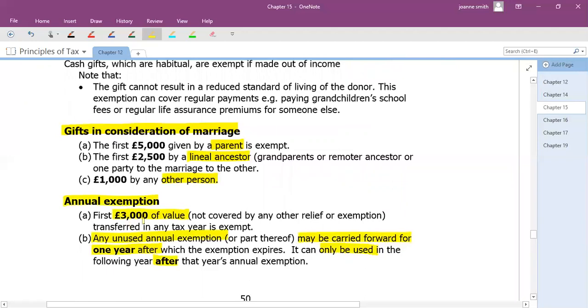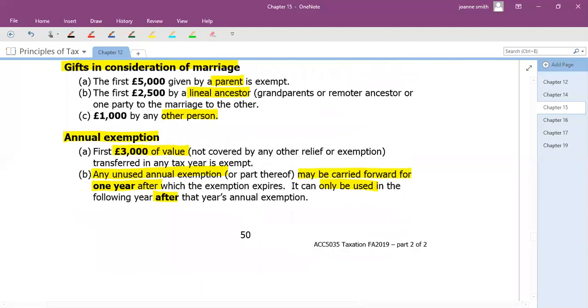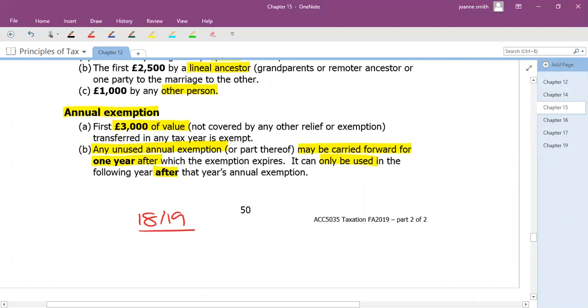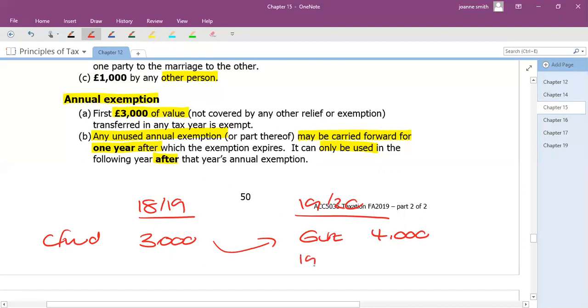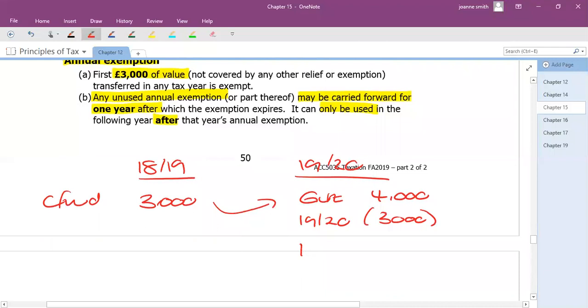So if you carry, say, £3,000 forward to next year, you don't get to use it until next year's allowance has gone. So, for example, if in 18-19 you had no gifts at all, you could carry forward your £3,000 to the following year, which would be 19-20. If, say, in 19-20 your gift came to £4,000, you would use the annual exemption from that year first, and then you'd get to use the brought forward figure to bring the gift down to zero.